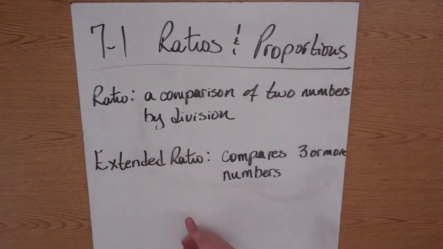So, a couple vocab words. Ratio is a comparison of two numbers by division, and an extended ratio compares three or more numbers. Alright, so make sure you have them written down, pause it if you need to, and write those down.